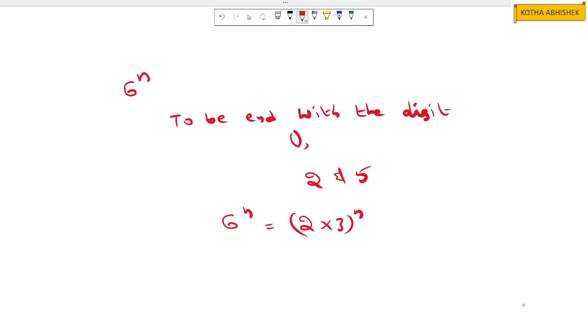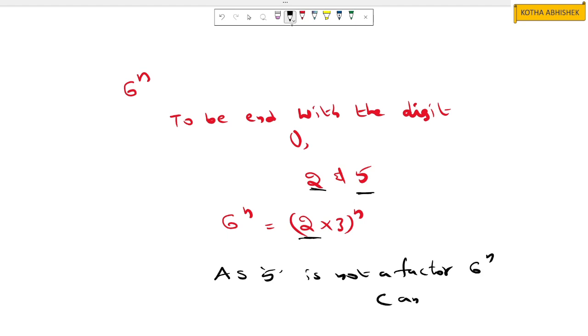So what we said here, to end with the digit 0, definitely it needs to have 2 as well as 5 as prime factors. Here 2 is a prime factor but 5 is not a prime factor, right? So that's why 6 power n won't end with the digit 0. The same we will write as 5 is not a factor. I repeat, as 5 is not a factor, 6 power n cannot end with a digit 0.